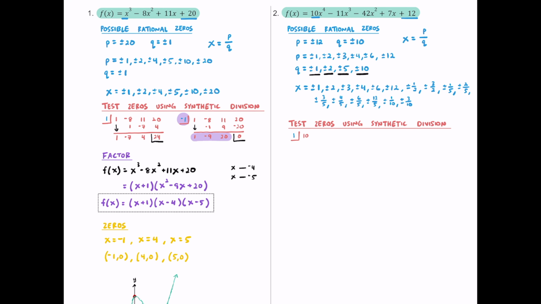So we have 10, negative 11, negative 42, 7, and 12. All right, so bringing this 10 straight down here, 10 times 1 is going to be 10. Negative 11 plus 10 is going to be negative 1. 1 times negative 1 is negative 1. Negative 42 plus negative 1, negative 43, this will be a negative 43 as well. 7 and minus 43, that should be negative 36. Negative 36 goes up here as well, and then negative 24.